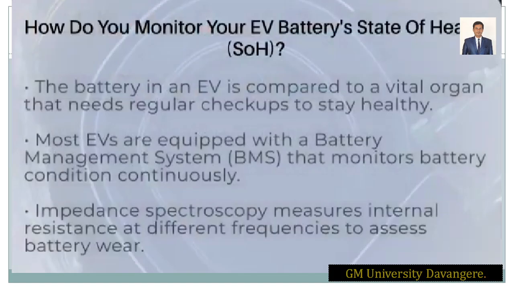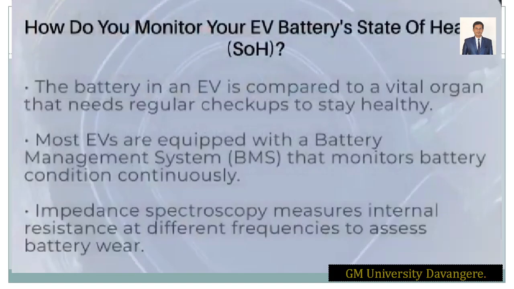The battery in the EV is compared to a very important organ that needs a regular checkup. If you want to stay healthy, for the battery too you have to go for the regular checkup. Otherwise, if you don't monitor the health condition, it becomes very difficult to understand what is happening with the batteries. That's why you have to check the battery health condition most of the time. That will help us keep the battery more healthy.